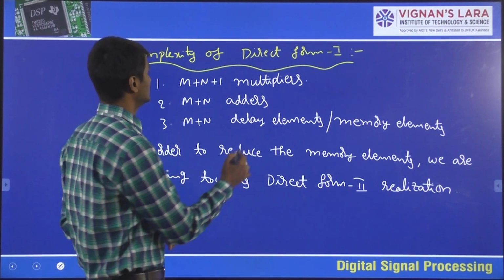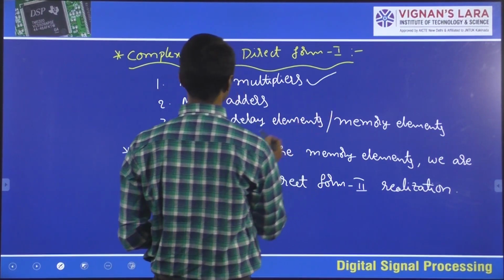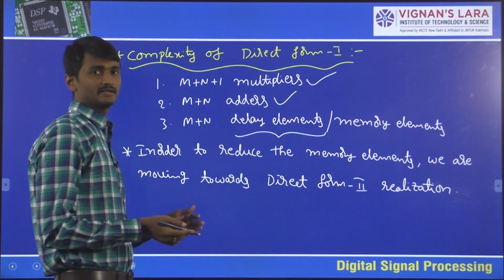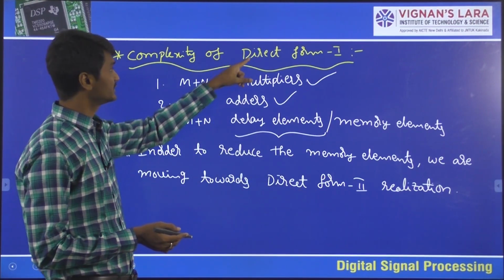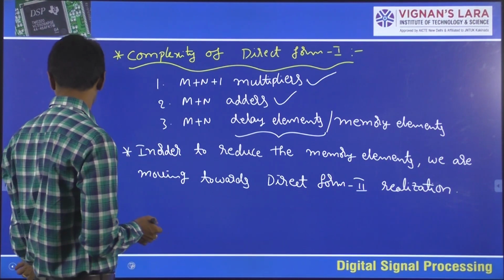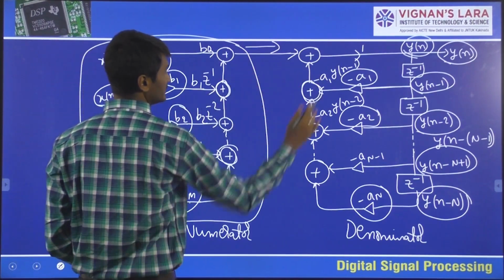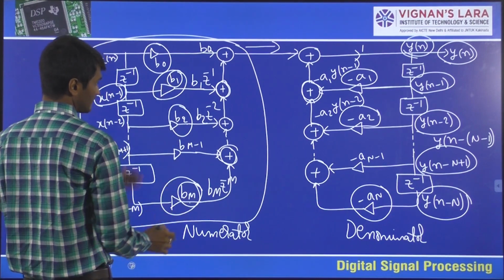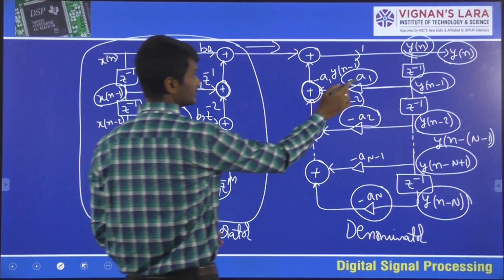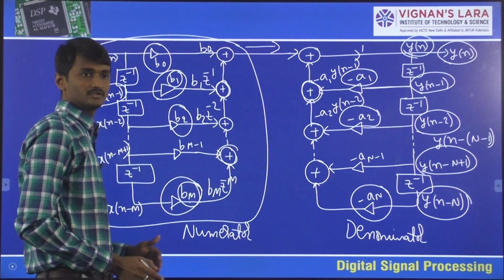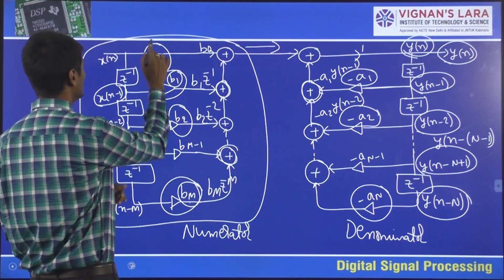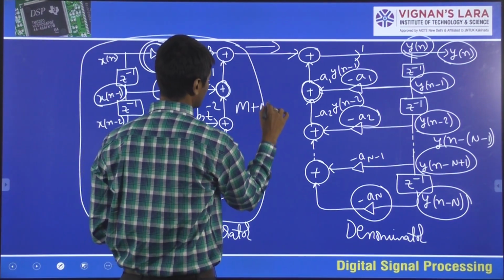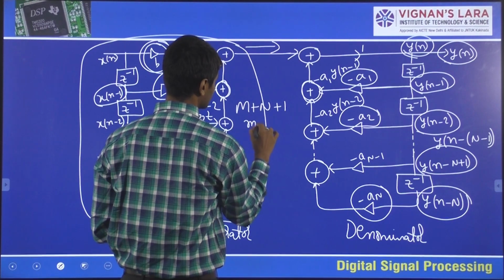In this one we will see how many multipliers are used, how many adders are used, and how many delay elements are used in the realization of IIR filter using direct form 1. First, how many multipliers? From here to here m multipliers, and here to here n multipliers, that is m plus n, and one more multiplier here, that is m plus n plus 1 multipliers.